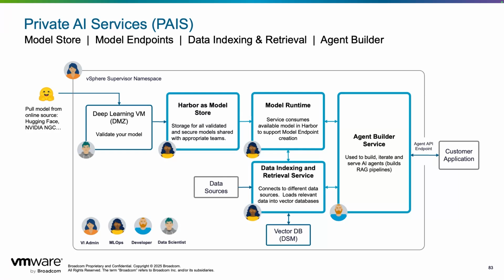Next, model runtime is used for inferencing and embedding models. Model runtime can then be shared and accessed with the appropriate teams and then published to a service catalog, which can be multi-tenanted using VCF Automation. MLOps teams can then consume available models running in a namespace and connect with model endpoints, which include the data indexing and retrieval service and the agent builder service. An API gateway can also be configured, which provides a stable and secure interface for accessing model endpoints.